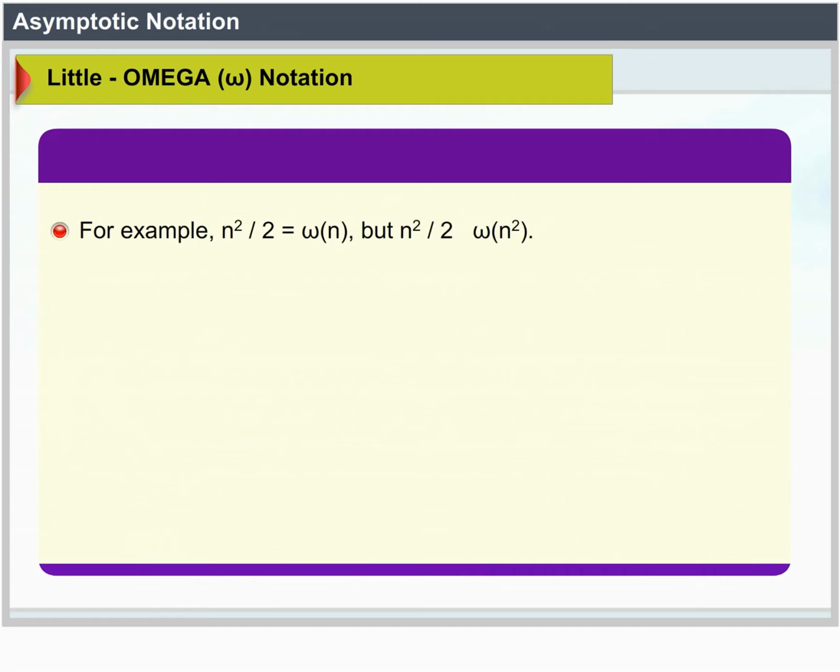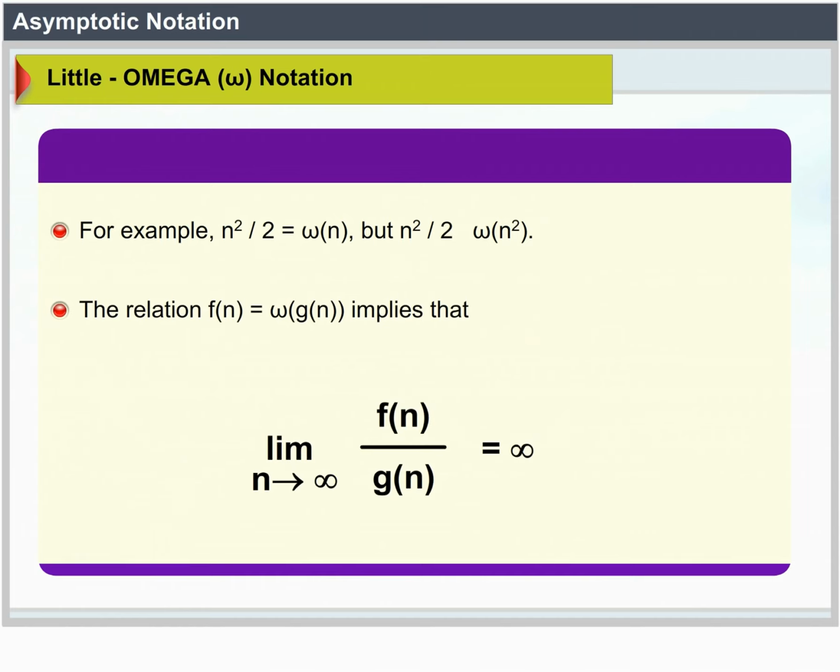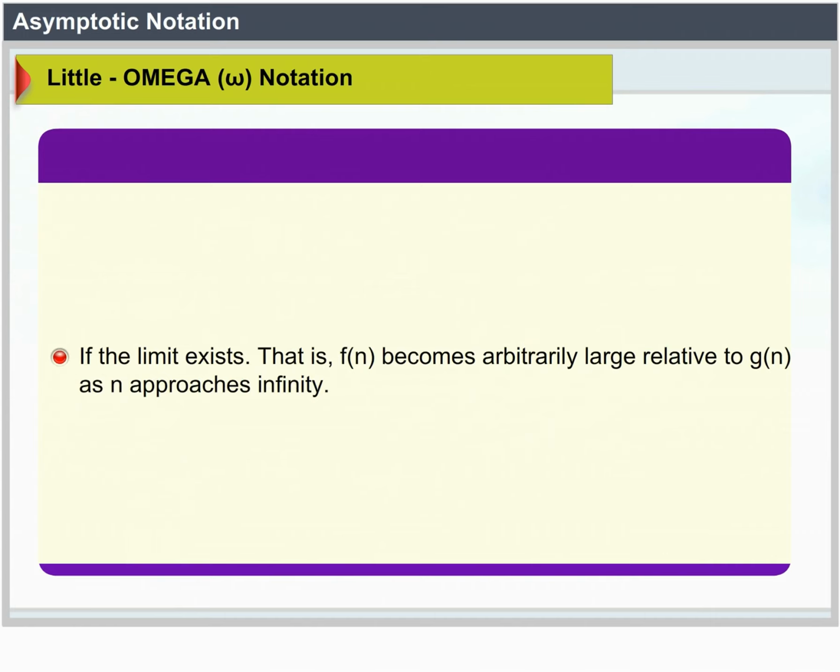For example, n²/2 equals ω(n), but n²/2 does not equal ω(n²). The relation f(n) = ω(g(n)) implies that the limit as n approaches infinity of f(n) over g(n) equals infinity, if the limit exists. That is, f(n) becomes arbitrarily large relative to g(n) as n approaches infinity.